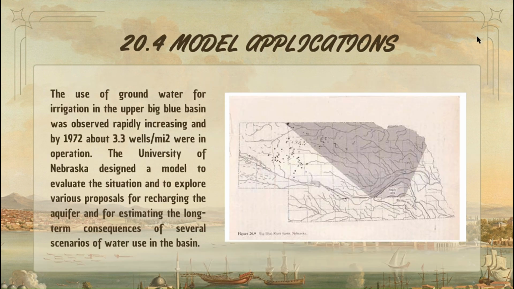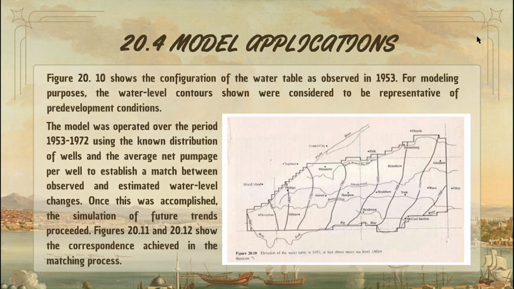So next is 20.4, which is model applications. The use of groundwater for irrigation in the Upper Big Blue Basin was observed rapidly increasing, and by 1972, about 3.3 wells per square mile were in operation. The University of Nebraska designed a model to evaluate the situation and to explore various proposals for recharging the aquifer and for estimating the long-term consequences of several scenarios of water use in the basin.